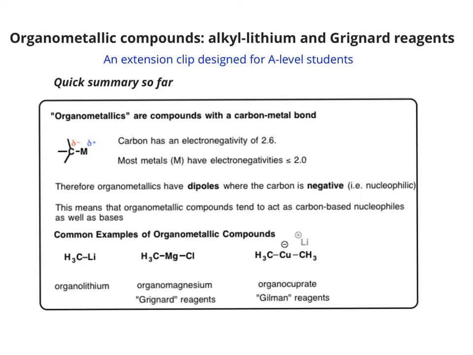Let's now go on to look at Grignard reagents. Grignard reagents are the ones specifically where magnesium is bonded to an alkyl group.